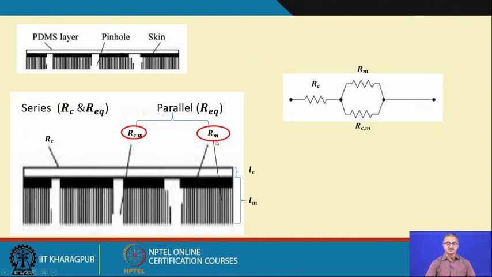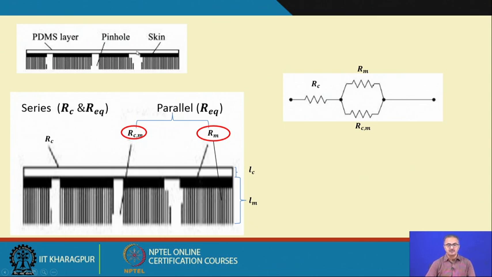So here we are representing pictorially how it looks, that here we have this membrane, and on this we have the skin, and the skin is represented by these black things. And these hollow things, the white ones, are the pinholes, and to prevent the pinholes, what we are doing is using this PDMS layer.